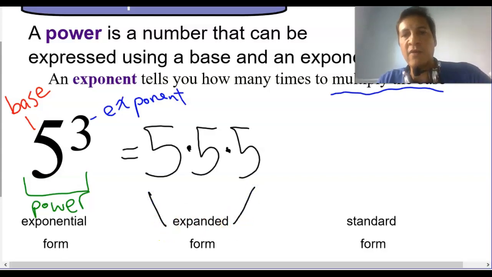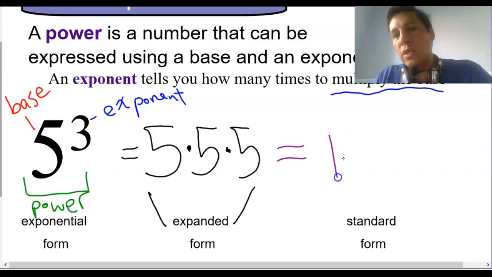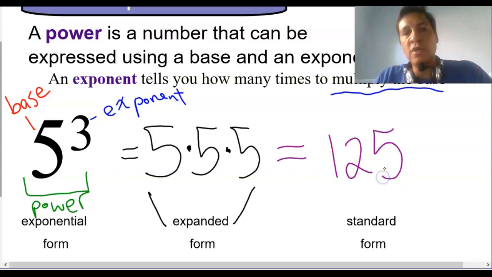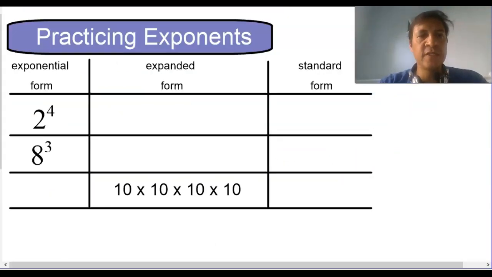And then we have what's called standard form. Standard is the way we're used to seeing the numbers. So what is 5 times 5 times 5? Well, 5 times 5 is 25. And then 25 times another 5 is 125. So we have our number in exponential form, 5 to the third power. Expanded form means 5 times 5 times 5. And standard form is 125. All three values are the same. They're all equivalent.